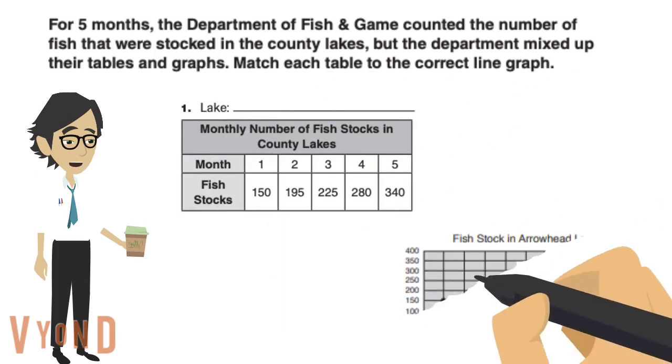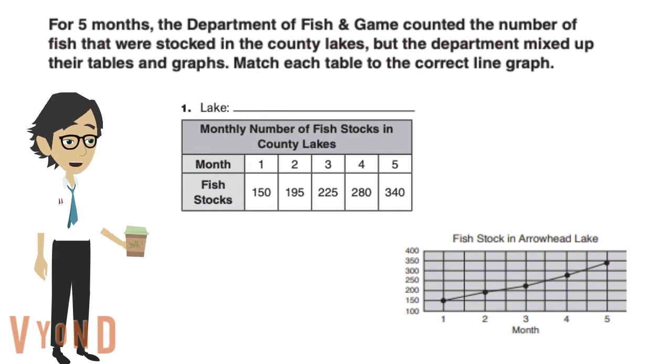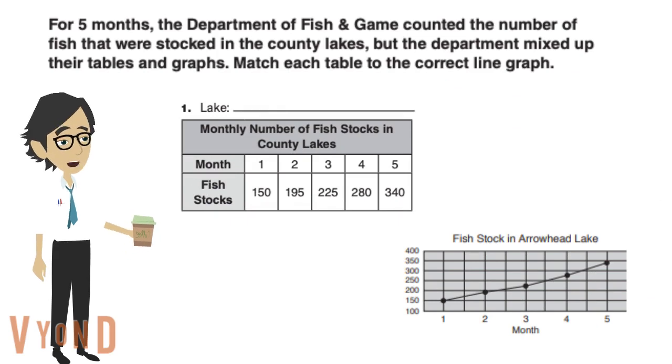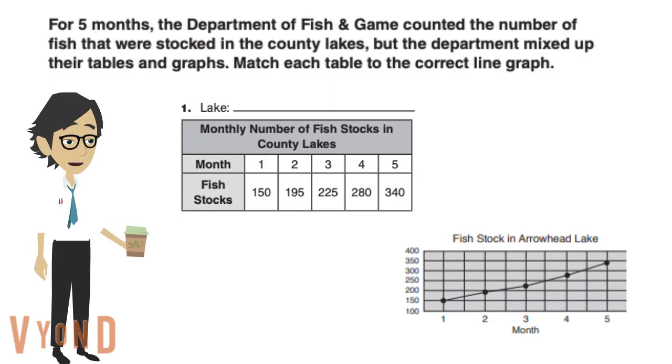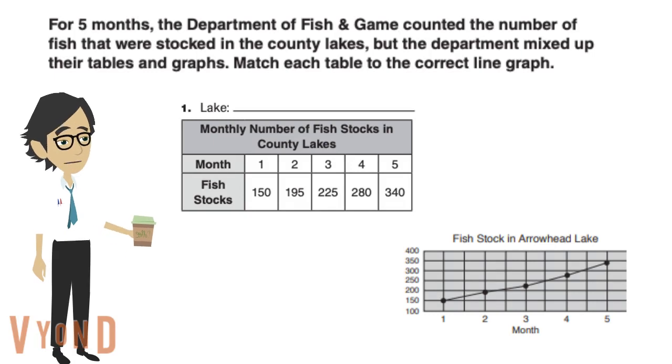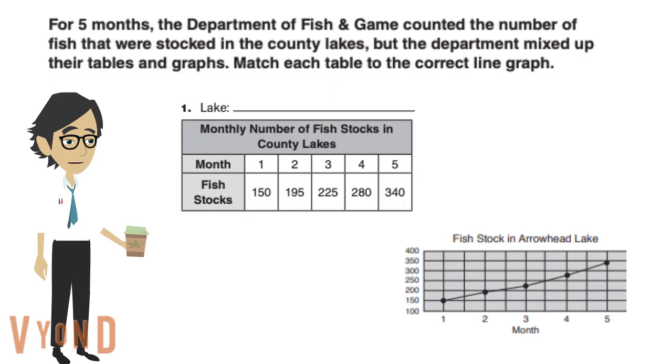Anyway, for 5 months, the Department of Fish and Games counted the number of fish that were stocked in the county lakes. And you probably know this, but there's a Department of Fish and Games, and to make sure there's enough fish for people to fish, they stock the lake. They put fish into lakes. But the department mixed up their graphs and their tables. So what you do is you're going to match the graph with the table.